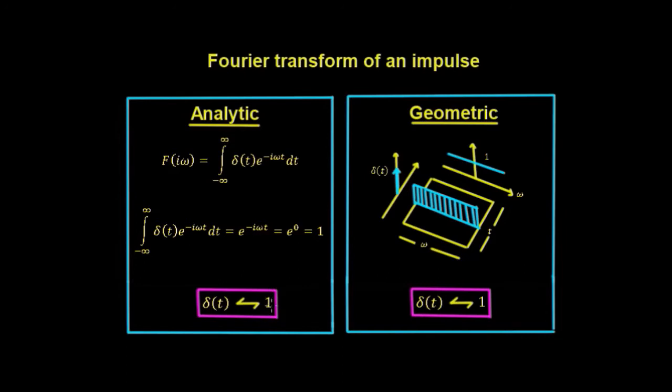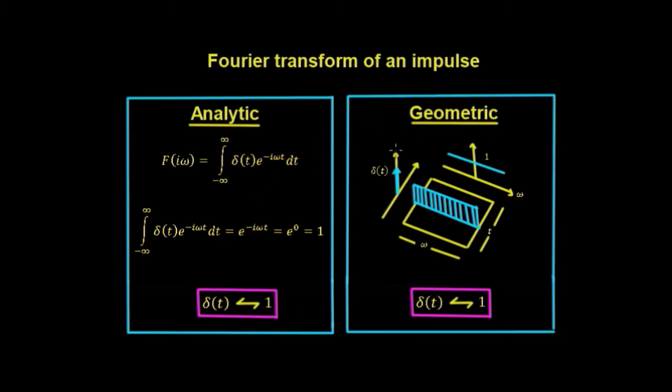So what does that really tell us? Well, it says that if we were to have an infinitely narrow, infinitely high spike, then in the frequency domain it's equivalent to adding up every single frequency from minus infinity to plus infinity. So let's look at this geometrically.